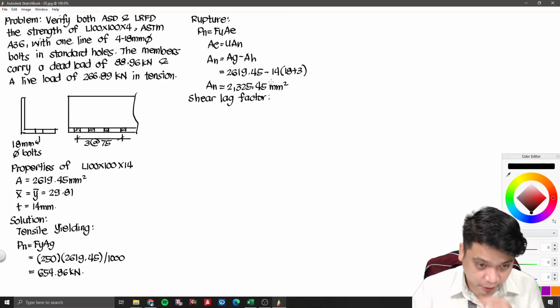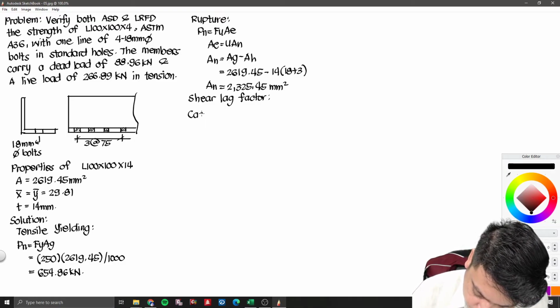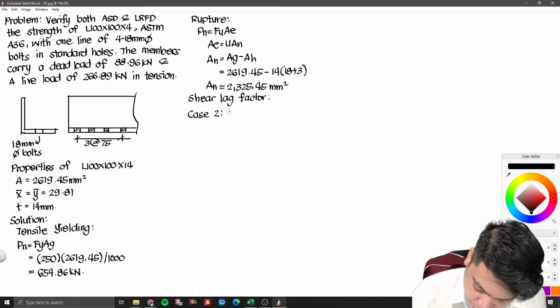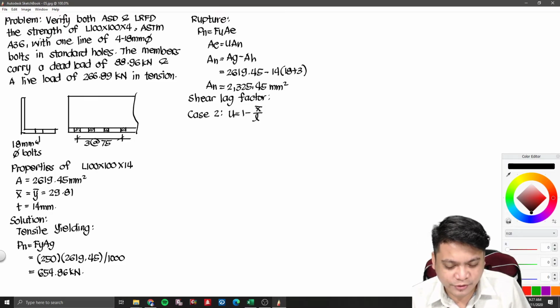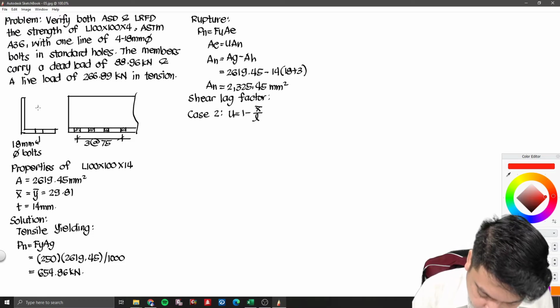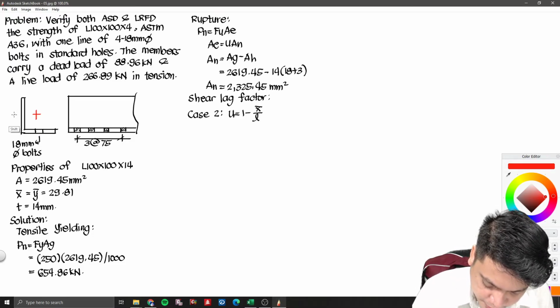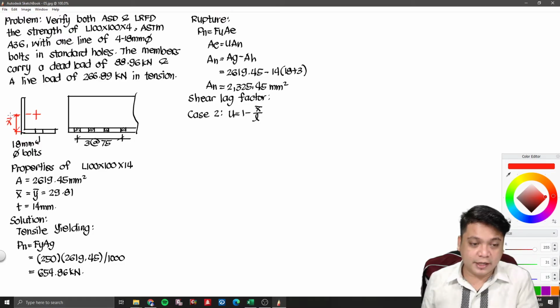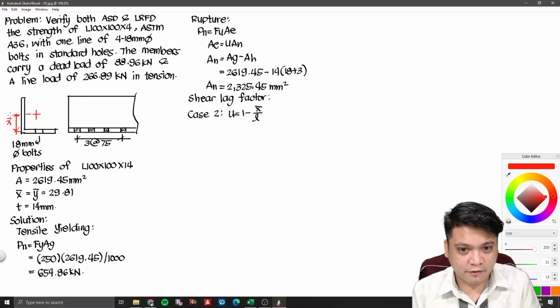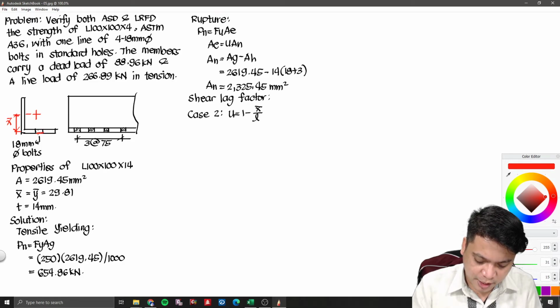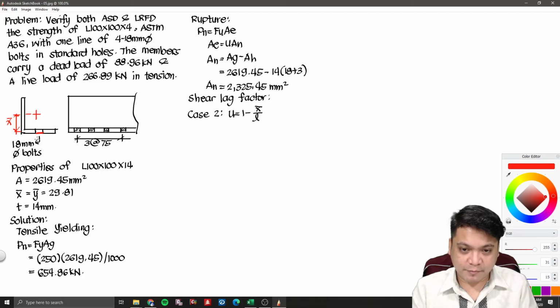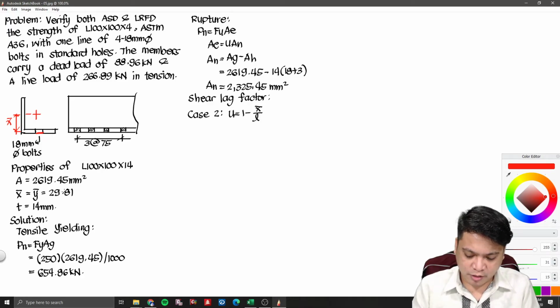Let's try the case 2 first. We have U equals to 1 minus bar x over L. The L we will use, actually, that is where the bar y is. You can have it this way. For example, here is the centroid of that part, and then you may have it this one. That would be the bar x that we are looking for. And the centroid is the centroid of the cross-section, because it is connected to the base. From that centroid up to the connection, that would be our bar x, and that's actually this 29.81.